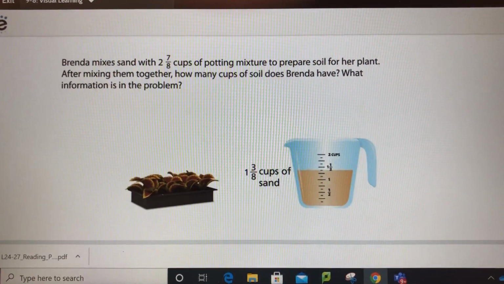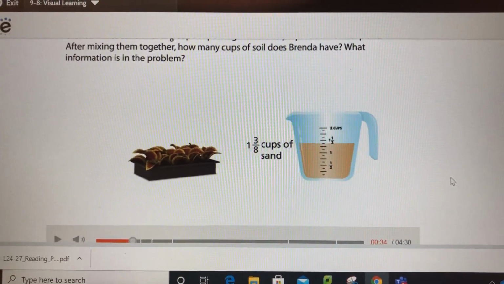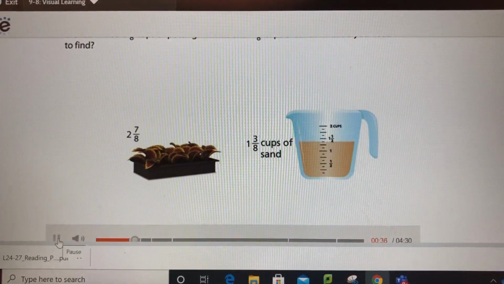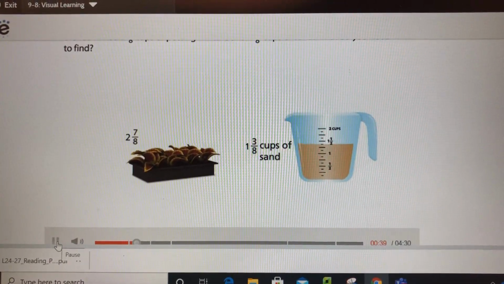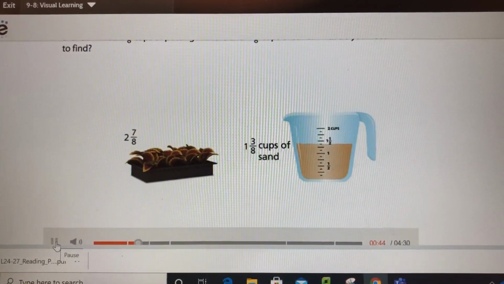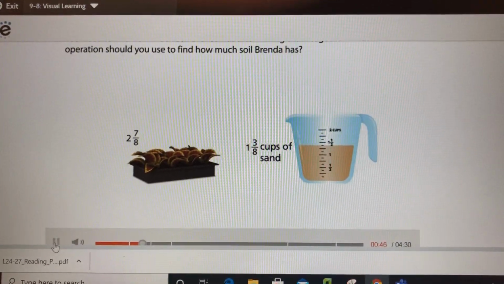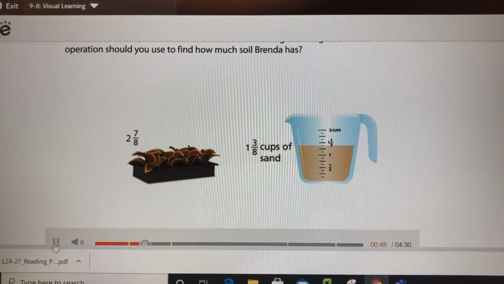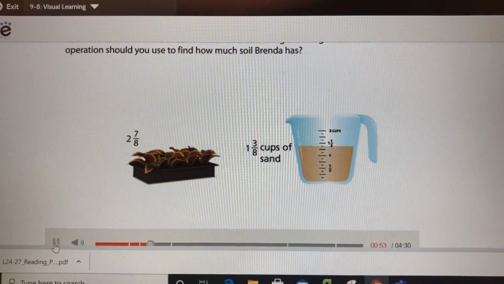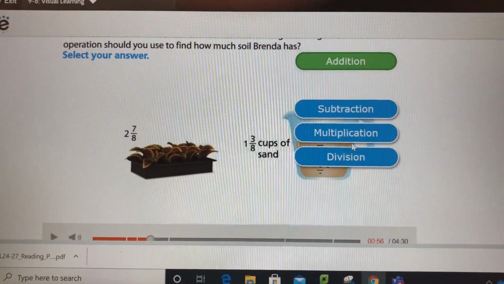What information is in the problem? Brenda mixed 2 and 7/8 cups of potting mixture and 1 and 3/8 cups of sand. What do you need to find? You need to find how much soil Brenda has after mixing them together. What operation should you use to find how much soil Brenda has? Select your answer.